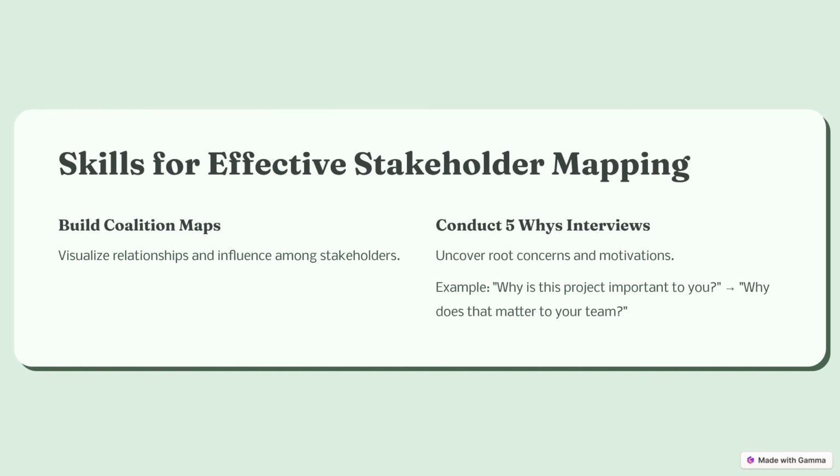To map stakeholders effectively, develop these skills. Build coalition maps, visualize relationships and influence among stakeholders. Conduct 5 wise interviews, uncover root concerns and motivations. For example, ask, "Why is this project important to you?" and dig deeper to understand their priorities. These tools help you build trust and align stakeholders around your solution.